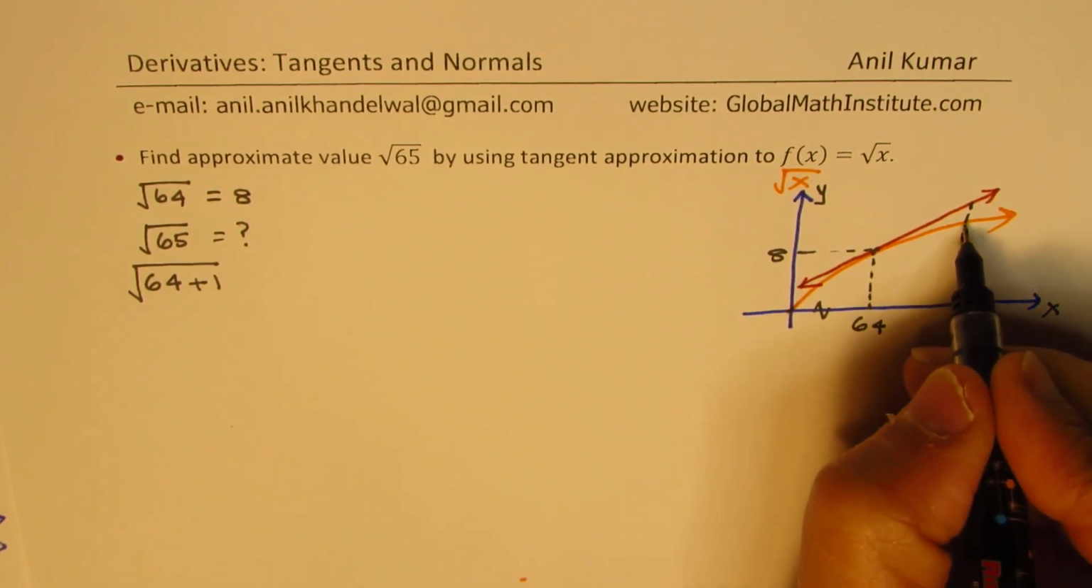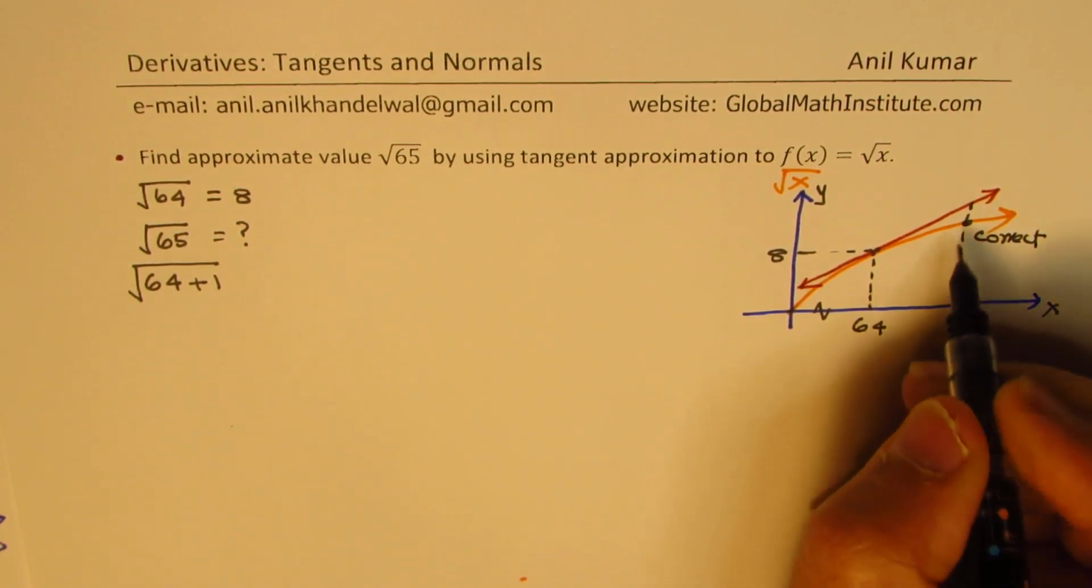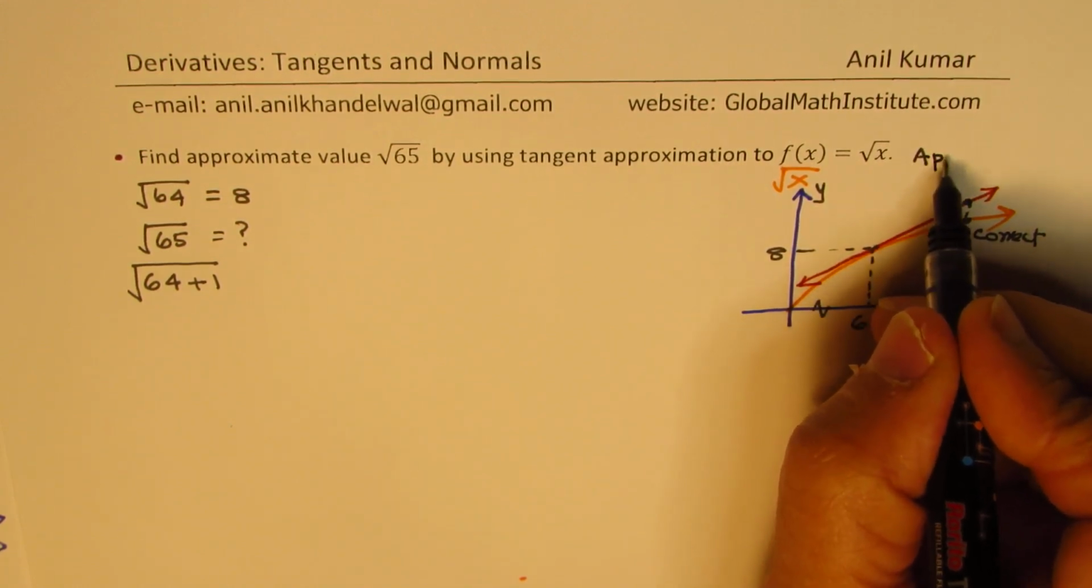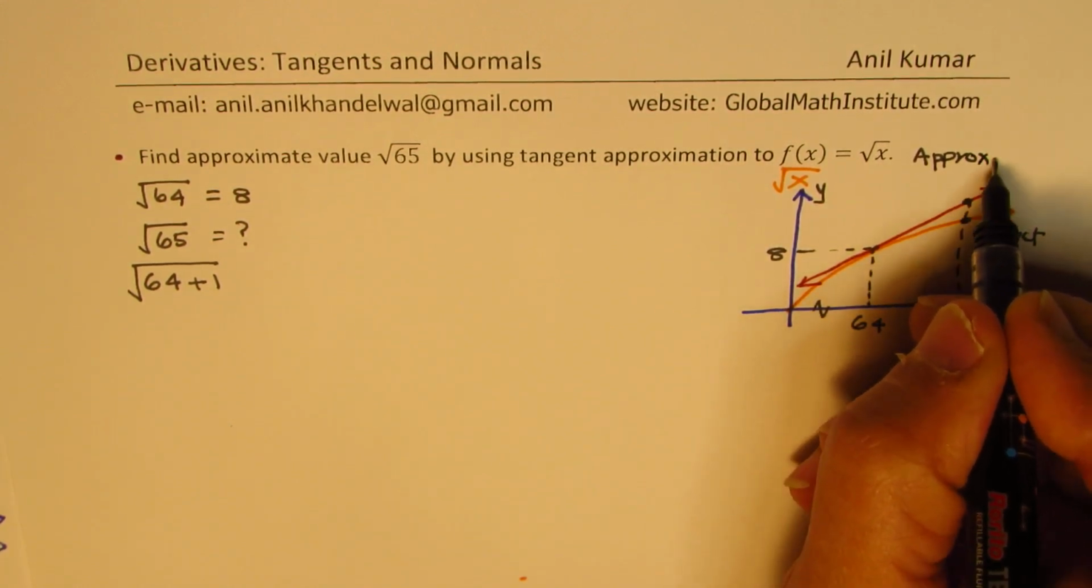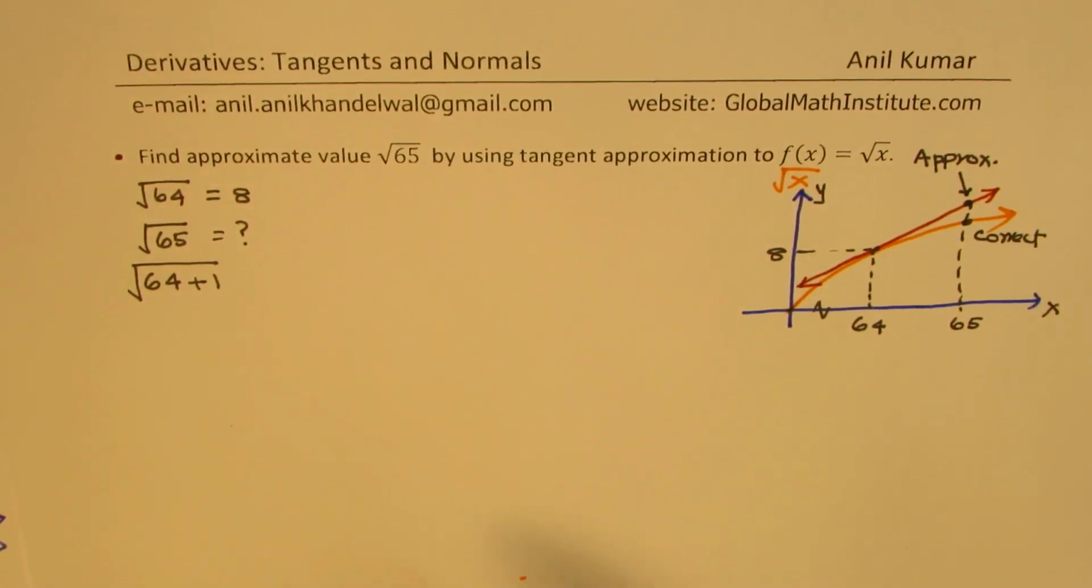Now, the actual value of square root of 65 is that. That is the correct answer. But what we are going to do is find this answer, which is approximate. Do you get the idea? The point on the line which is tangent at 64, and then substituting 65, we get our value. Do you get the idea, right? So that is the whole thing.